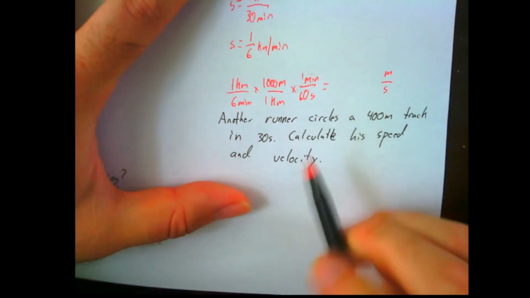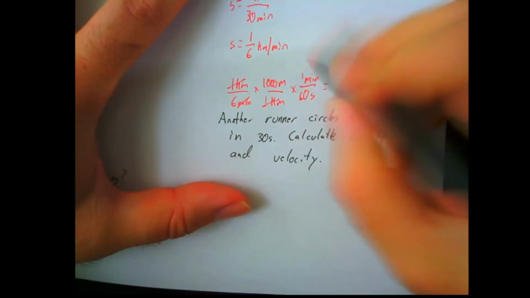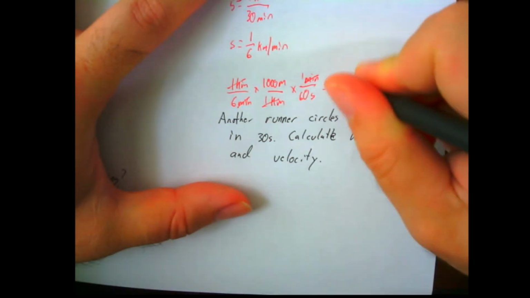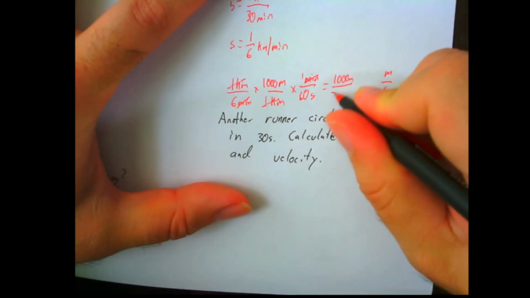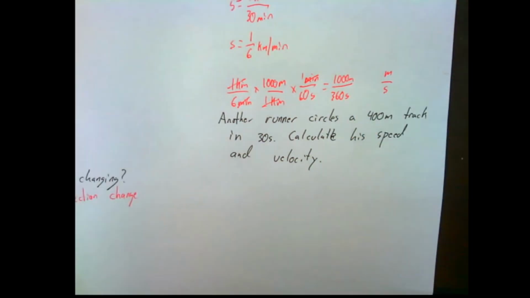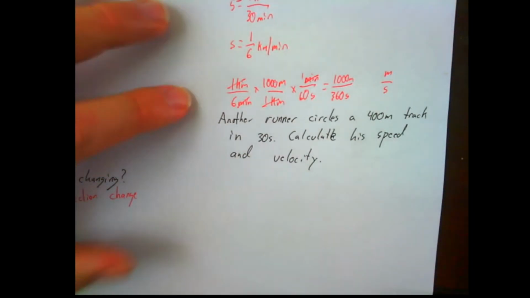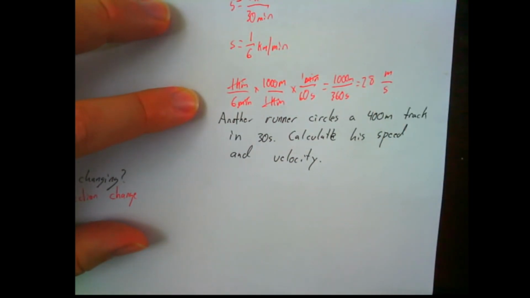So let's do our crossing out. 1 kilometer and 1 kilometer will cancel out. Minutes will cancel out with minutes. And we're left with 1,000 meters divided by 6 times 6 is 36, 360 seconds. 1,000 meters divided by 360 seconds, so 1,000 divided by 360. Type that in real quick, and we get about 2.8 meters per second. Not a bad rate.